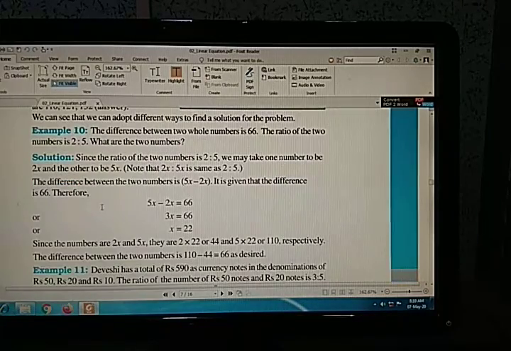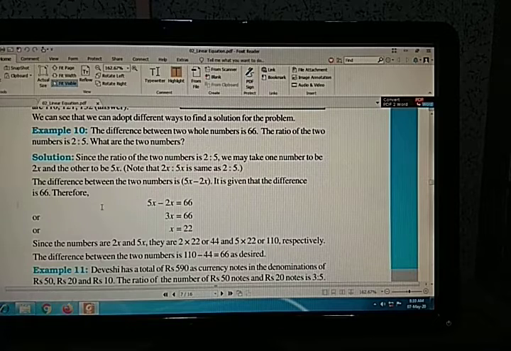Now moving on, example 10. The difference between two whole numbers is 66. The ratio of the two numbers is 2:5. What are the two numbers? So let us consider the first number to be 2x. So why 2x? Because the ratio is given here.